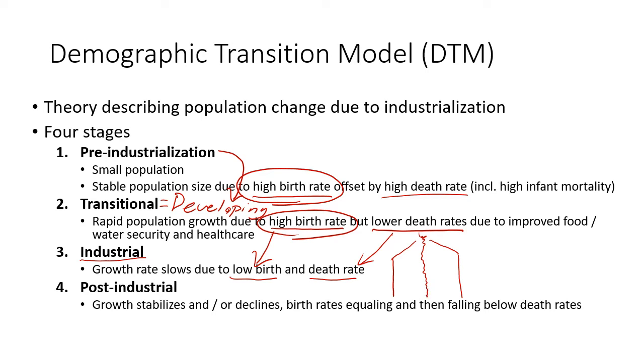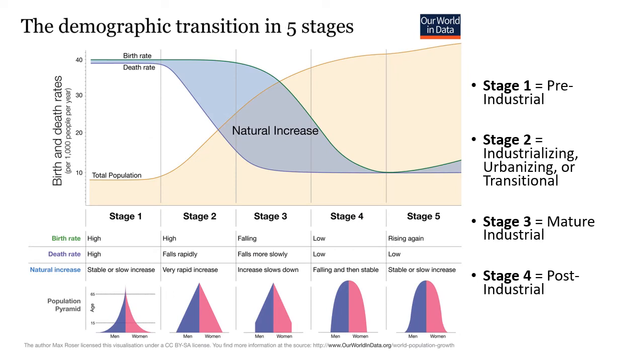And then you have your post-industrial. Your growth is going to stabilize or decline. Your birth rates are going to be equal and then fall below your death rates. Okay, so let's look at some examples, or an example of the diagram with population pyramids.